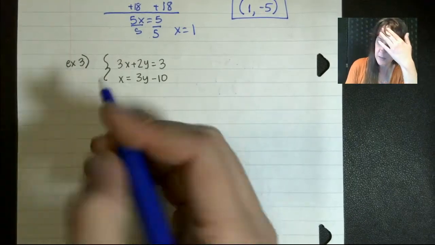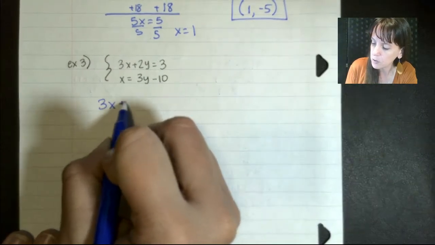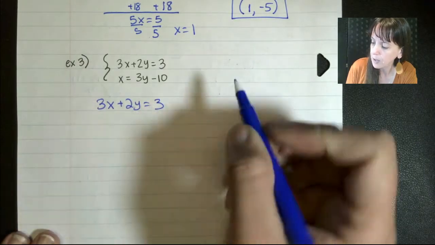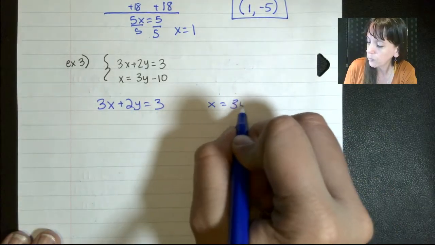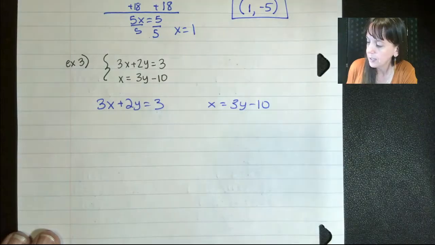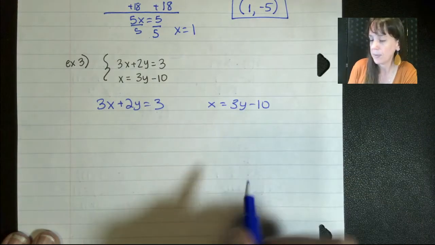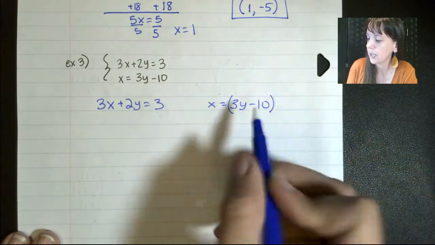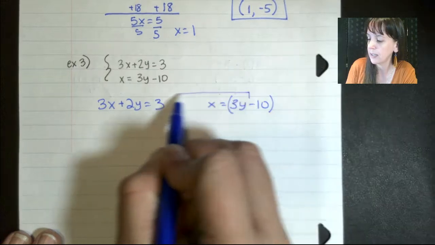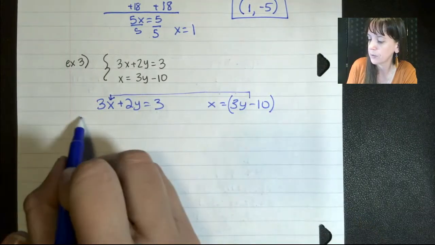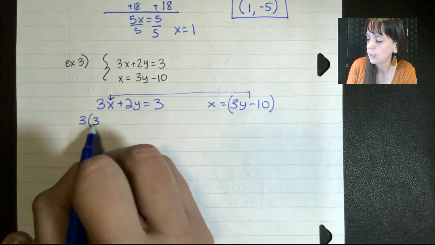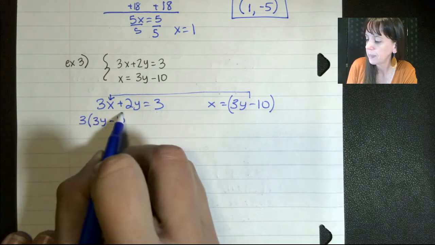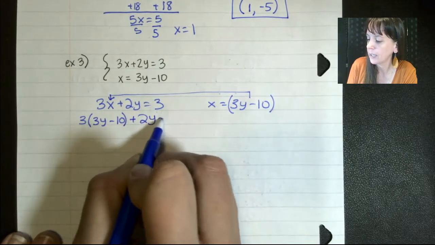So same idea, we've got 3x plus 2y equals 3. x equals 3y minus 10. I have a variable all by itself, so that's nice and easy. Take x equals all this garbage, and I'm going to take that and put it right over here. So 3 times (3y minus 10) plus 2y equals 3.